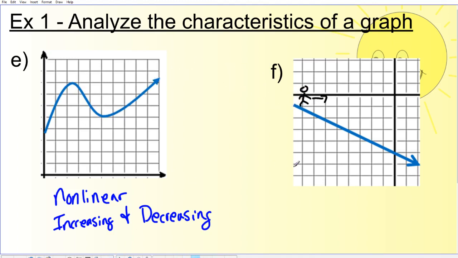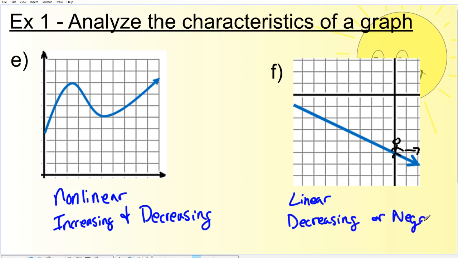Letter F. This one is linear. It's a straight line. The rate is the same everywhere. And as he goes across the graph, he is going down, down, down, down. He is decreasing. Or you could also say it has a negative slope. Okay. So we call this a negative correlation, back when we talked about scatter plots.